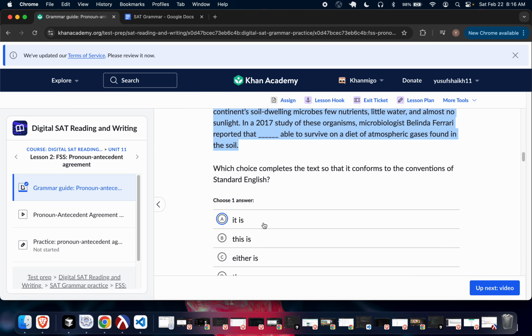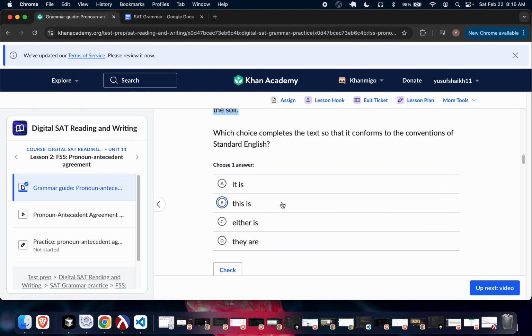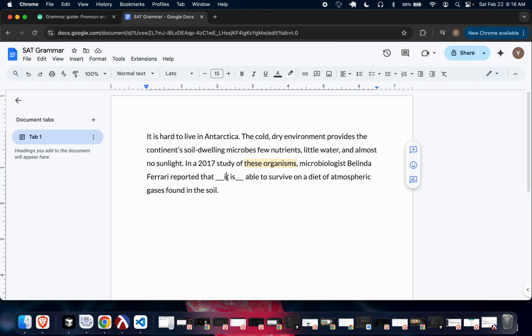It is no, because we can already tell that this is going to be incorrect because this is singular, right? And just to put a point on it, I can plug it in. In a 2017 study of these organisms, microbiologist Ferrari reported that it is able to survive. No, because again, this is plural, this is singular, it doesn't make sense. Either is, that doesn't really make sense either. In a 2017 study of these organisms, microbiologist Belinda Ferrari reported that either is able. No, that doesn't make sense.